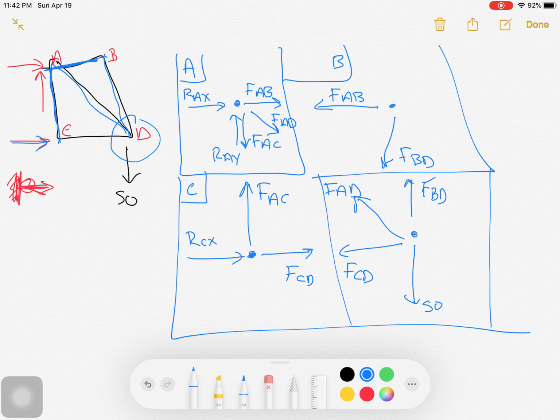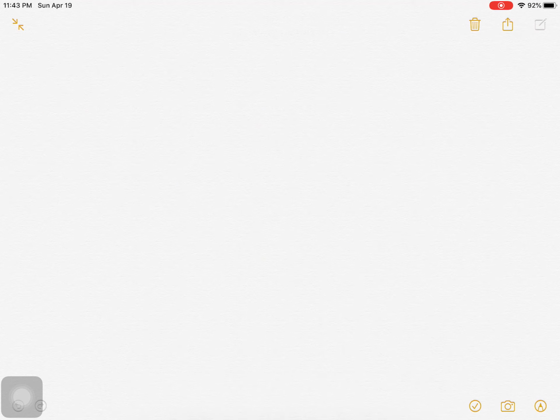And I like to double check when I get done, make sure I've got everything. So I kind of look around this point. I say, well, I've got 1 here, 2, 3, 4. Do I have all of them? 1, 2, 3, 4. Looks like I have all of them. All right, so this is our first step. Once we have solved for our reaction forces, our next step is to find free body diagrams for each individual joint.